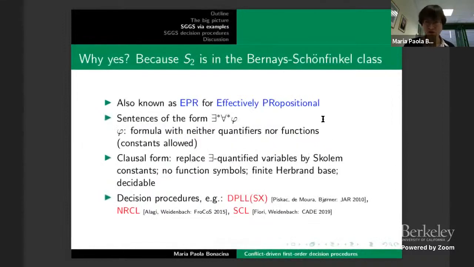But on the other hand, termination on this set is not so surprising because this set is in the Bernays-Schönfinkel class, which is also known as effectively propositional logic. It comprises all the sentences of the form exists-star for-all-star phi, where phi has neither quantifiers nor functions. When we translate it into clausal form, we apply Skolemization so that all the existentially quantified variables are replaced by constants. There are no function symbols, the Herbrand base is finite, and so we get decidability. And indeed, there are multiple decision procedures for this fragment, including DP-LLSX by Ruzicka and others, non-redundant clause learning by Alagi and Weidenbach, small model clause learning by Fiori and Weidenbach.